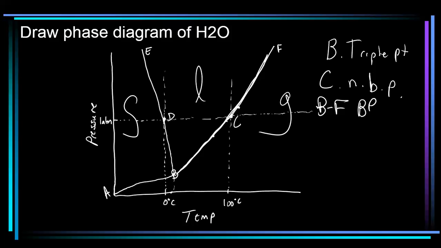Higher. Why? Below sea level. Where is the melting point? B to E. This whole line is the melting point. What is D? Normal melting point. What is normal melting point?